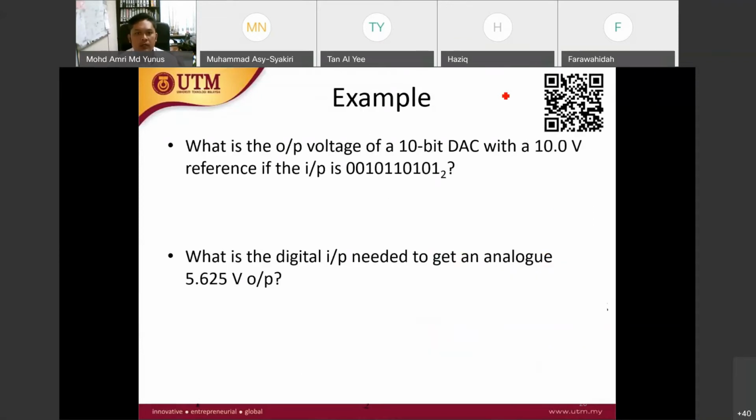Okay, so let's see another example. In this example, what is the output voltage of 10 bits with the 10 volt reference? And also what is the digital input needed to get an analog output of 5.625? So you can use the equation V out equals N over 2 to the power of n multiplied by VR.